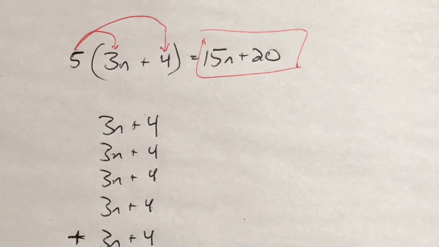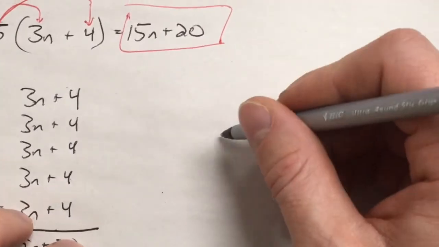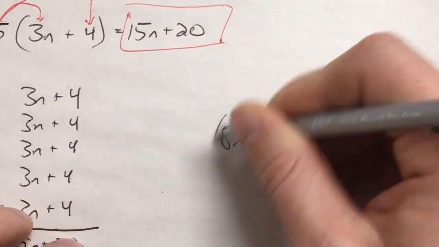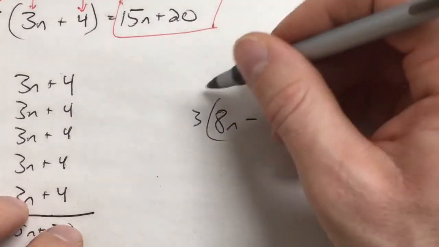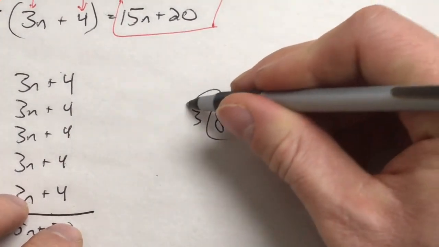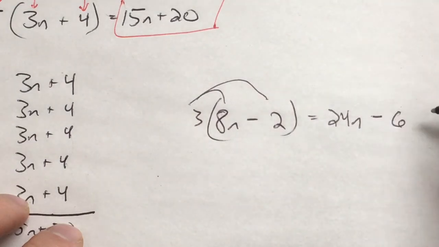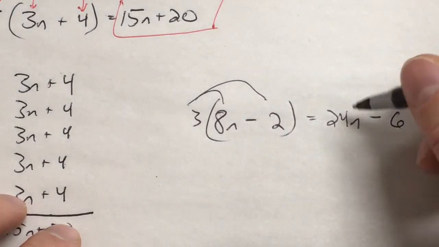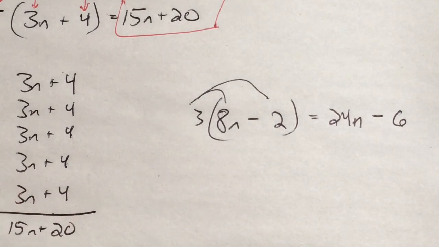Any other good examples? I mean, it works with subtraction too. You could do something like this, where, 8n minus 2, 3 times. Well, I would do 3 times 8n is equal to 24n minus 3 times 2 is 6, so it would end up as being 24n minus 6. Yeah, I think that's basically it. Okay.